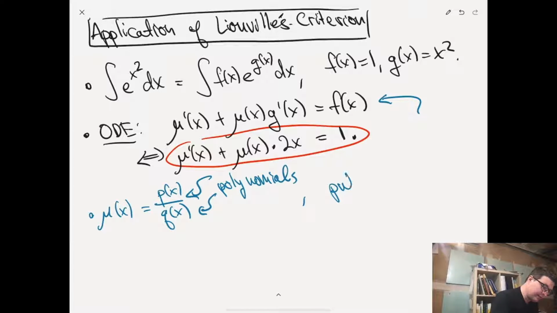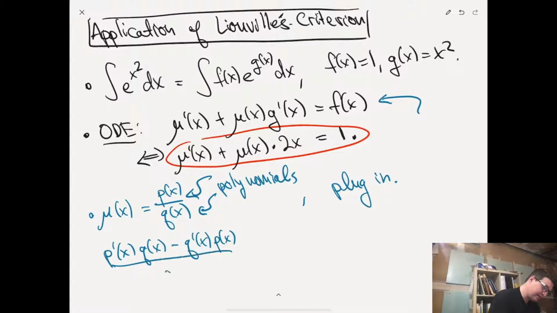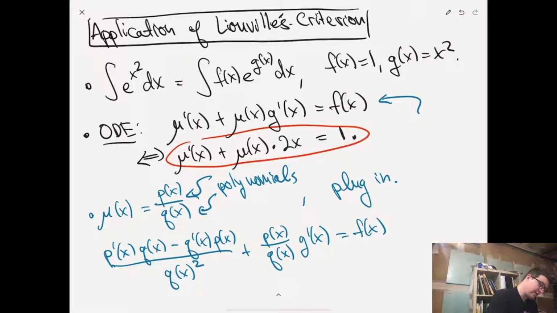So plug this in. All right, so we do the quotient rule: p prime of x, q of x minus q prime of x, p of x, divided by q of x squared, plus p of x over q of x. I'm going to keep the g prime here, equals f of x. And then we're going to clear denominators.